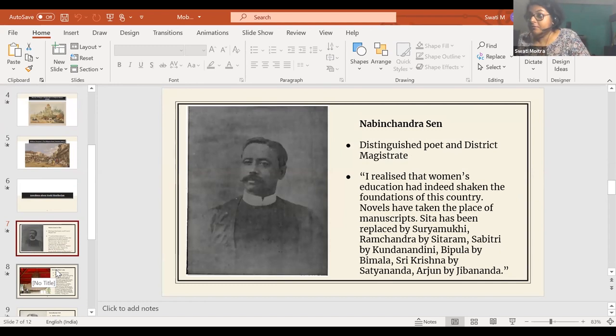Now, Nabinchandra Sen, poet and colonial administrator, hailed as the Byron of Bengal by Bokimchandra Chatterjee, writes, "The very roots of this country have been shaken by women's education." Now, such diatribes are not uncommon from the literati of the period. And it is unsurprising that Bengal's Byron shared similar concerns. But his anecdote is a very interesting starting point to the conversation I'm trying to have today about the circulation of the printed book in Bengal.